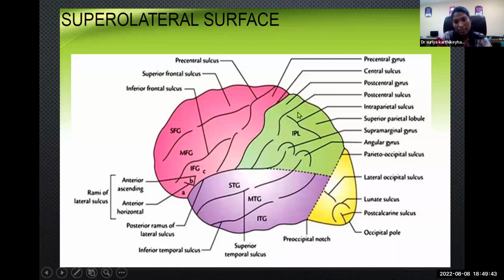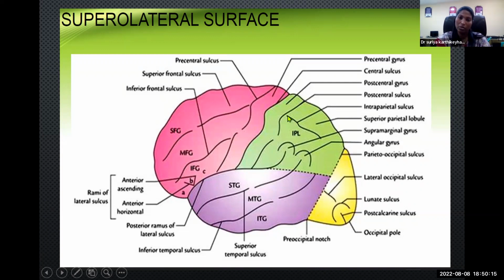Important sulci: one is the post-central sulcus. Another you have to know is the intraparietal sulcus. Within the parietal lobe, the intraparietal sulcus divides the parietal area into the superior parietal lobule and the inferior parietal lobule. Then we have two more gyri, the supramarginal gyrus and the angular gyrus. The supramarginal gyrus is the area above the tip of the lateral sulcus, and then we also have the angular gyrus here.